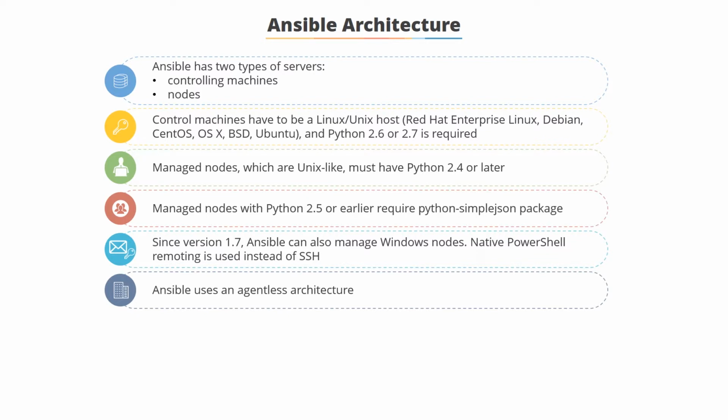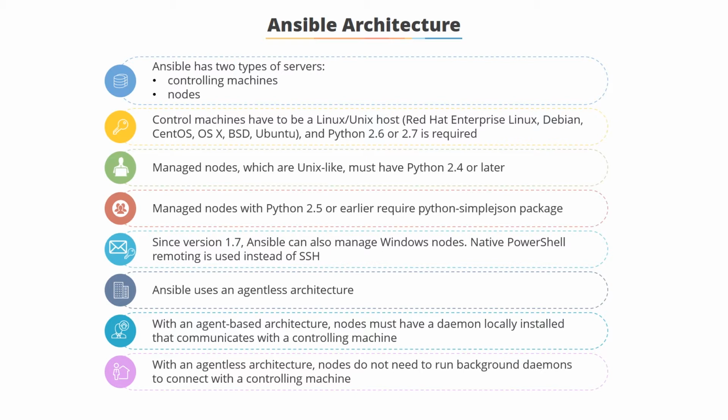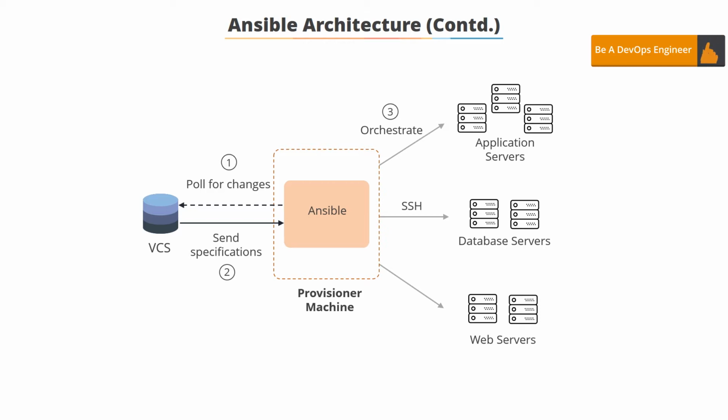Ansible uses an agentless architecture. With agent-based architectures, nodes must run as background processes, as daemons installed locally on various nodes that continuously communicate with the controlling machine. In the case of an agentless architecture, nodes do not need to run as background daemons all the time to connect with the controlling machine, which is what Ansible uses. This in a way reduces the overhead on the network by preventing the nodes from continuously polling the controlling machine all the time. Here is a diagram showing the architecture of Ansible.